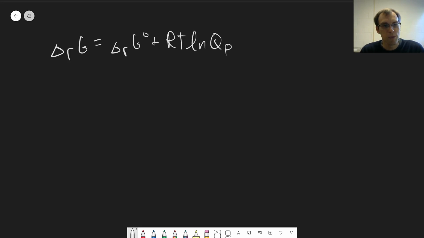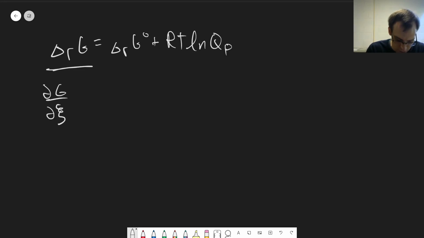And what tells us whether a reaction is going to happen is this value, delta RG, right? How does G change with extent of reaction, dG d psi? That's what this is defined as. And so when this equals 0, the reaction will stop moving, right? Because there's no longer a change in Gibbs energy. If this is positive, the reaction will go in the reverse direction. If it's negative, it'll go in the forward direction, right?